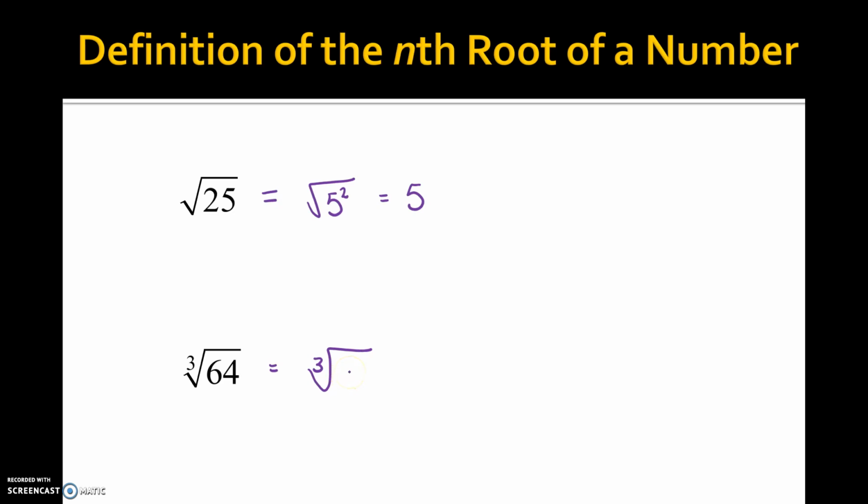Now 8 squared is 64. Try 4. 4 times 4 is 16. 16 times 4 is 64. So 64 is 4 cubed, and the cube root of 4 cubed is 4. So that is kind of the direction that we're going with these radicals. It kind of tells you.